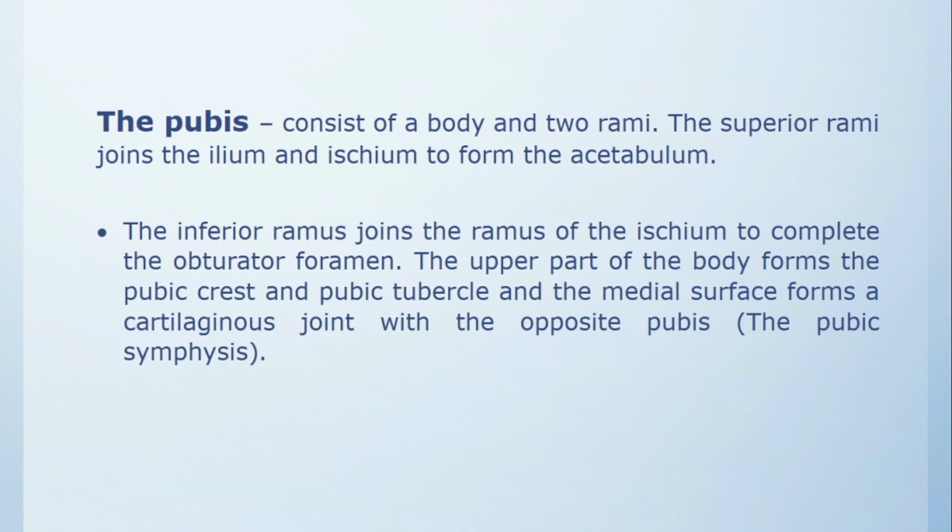The superior rami joins the ilium and ischium to form the acetabulum. The inferior ramus of the pubis joins the ramus of the ischium to complete the obturator foramen. The upper part of the body forms the pubic crest and the pubic tubercle, and the medial surface forms a cartilaginous joint with the opposite pubis, the pubic symphysis.